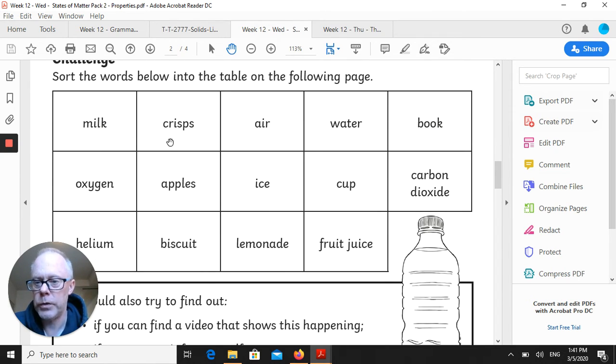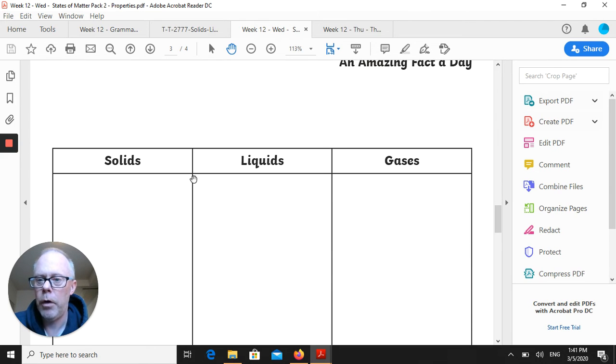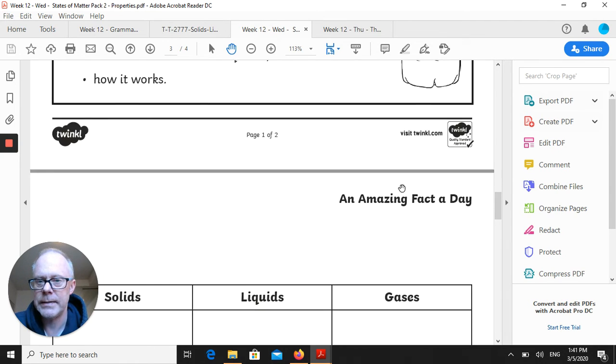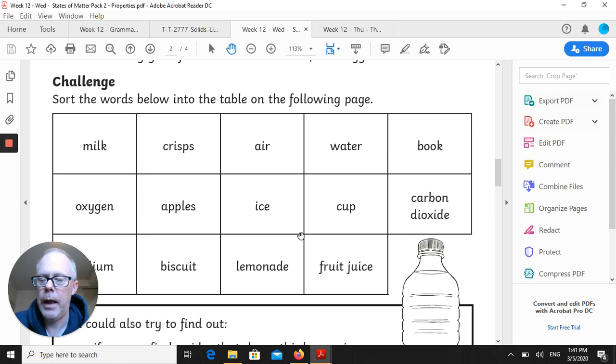So you've got a whole bunch of words here. I need you to sort them into a table of solids, liquids, and gases. So have a look at each one. And if there are some that are sort of in between, just do your best. Guesses, as long as you've got a good guess there, that's all I need there. But they should be pretty clear in terms of which ones are solids, which ones are gases, and which ones are liquids.